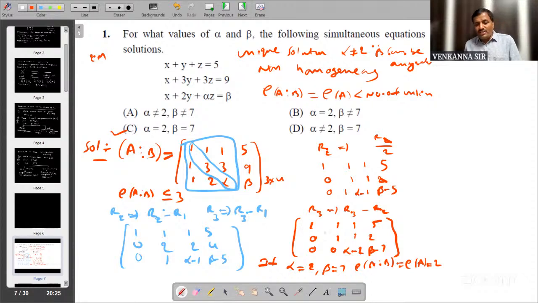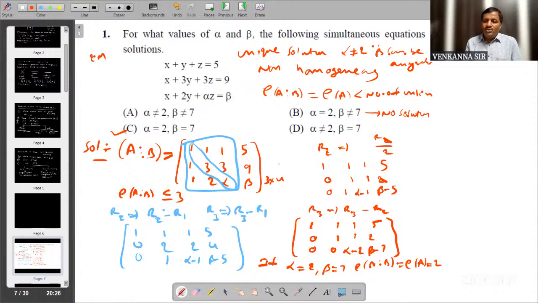For no solution, what is this value? This is 0 and it should not be 0. For no solution, alpha equal to 2, beta not equal to 7. This option is for no solution. If alpha equal to 2, what happens? Concentrate please all of you. Alpha equal to 2, then rank of A becomes 2. But beta not equal to 7, rank of augmented matrix is 3. Both the ranks are not equal, then it contains no solution.